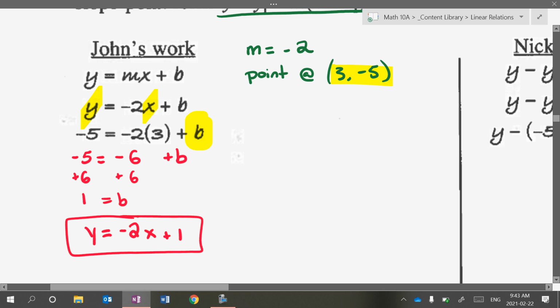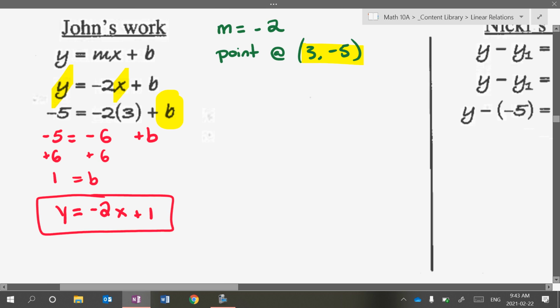So John, while I said he wasn't a great student because he couldn't remember general form, which you guys don't know yet, he still was able to manipulate this and write an equation down. So he used what he remembered to his advantage. So maybe he's smarter than we originally thought.